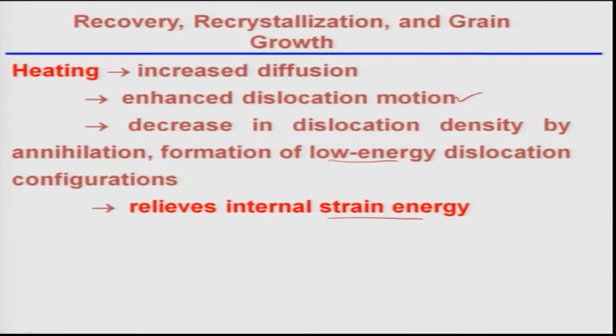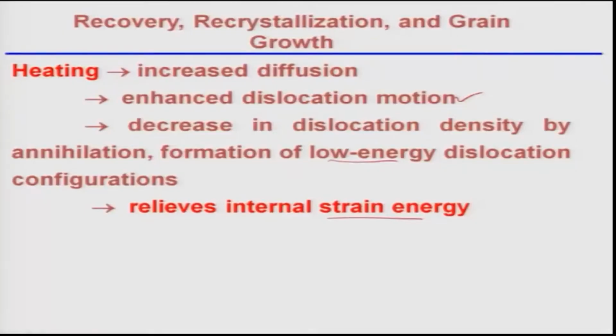There are many deformation processes in which after plastic deformation the material is given a low temperature annealing treatment just to have recovery, and this recovery will lead to relief of the internal stress or internal strain energy, and then the material can be further deformed subsequently. This is done widely in the steel industry: plastic deformation followed by annealing at low temperature, then again plastic deformation, and this cycle is actually repeated several times in the industry.